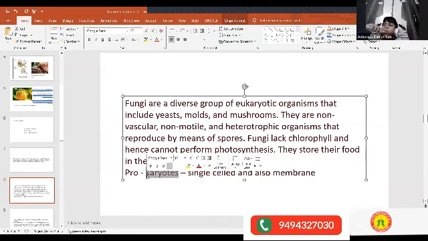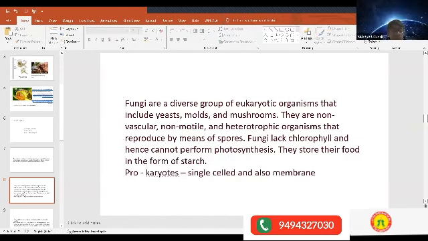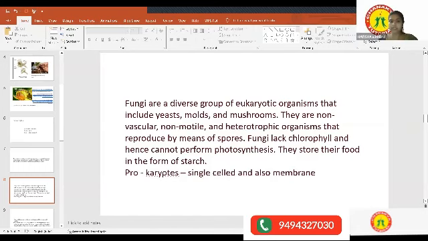Ma'am, what is membrane? Okay, now I have to share your textbook. Wait a minute. Ma'am, I'm just guessing, is it nucleus? Yes, it's a nucleus.